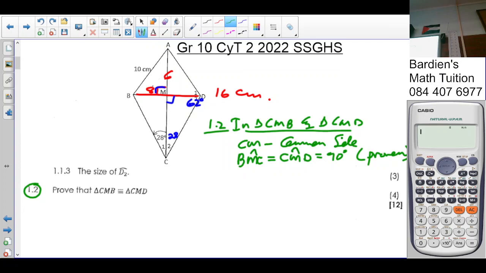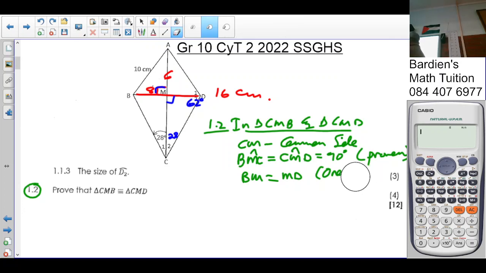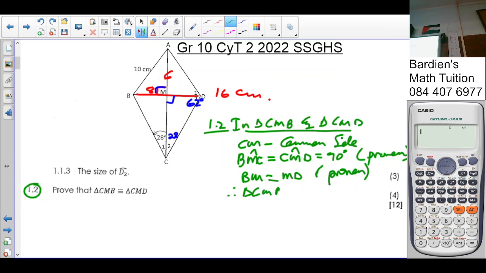So we got that side, 90. So we know also that BM is equal to MD. Why? Because I want diagonal or proven. So we use that already. Not so? We say proven. So therefore, triangle CMB is congruent to triangle CMD. Why? I used side, angle, side.